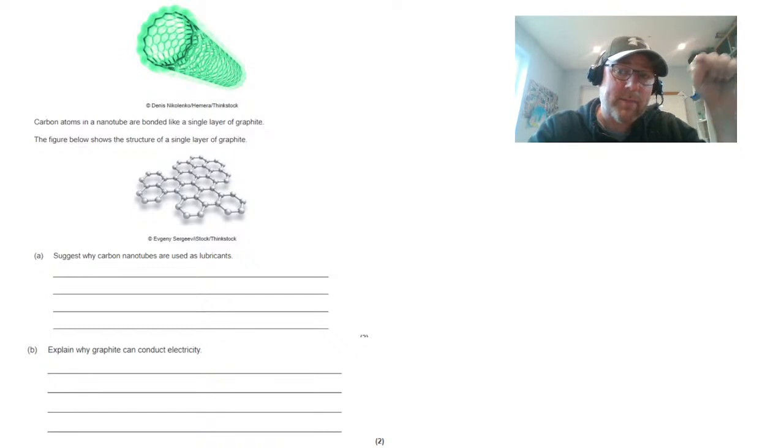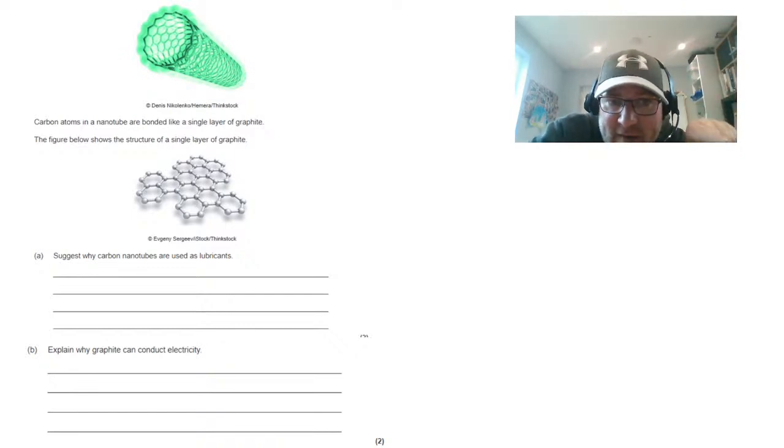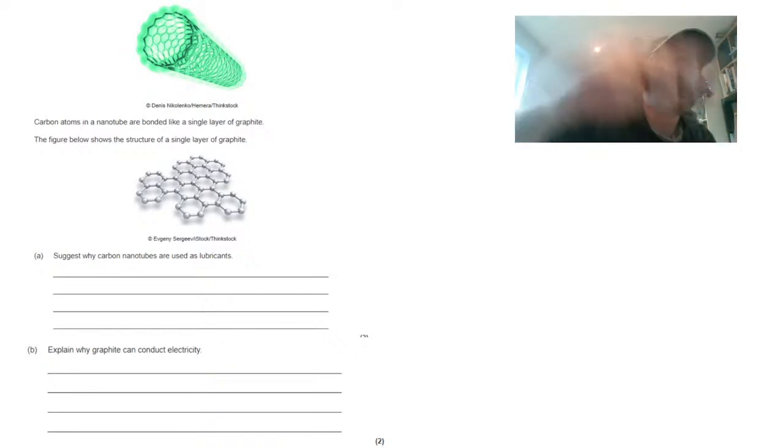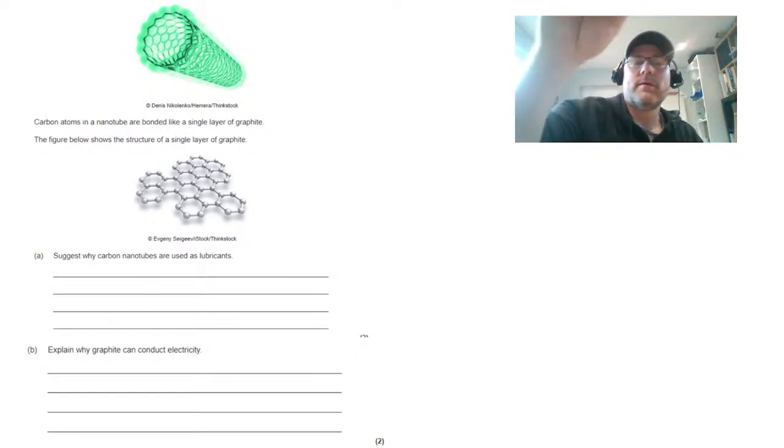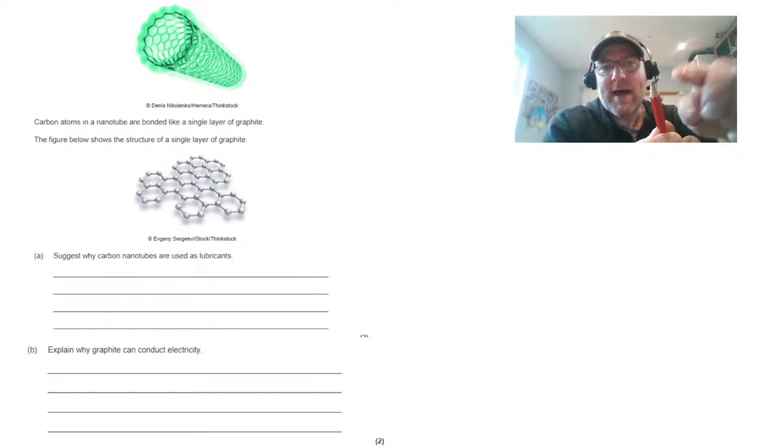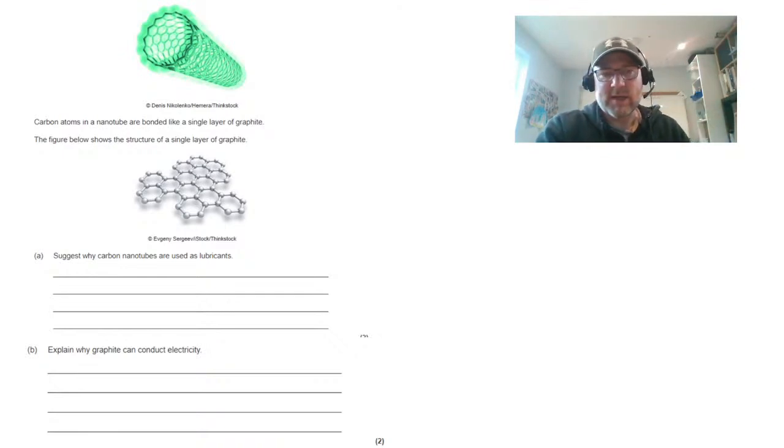I'm interested in the second part of this question. It says explain why graphite can conduct electricity. Now, graphite is found in your pencil, and why can that conduct electricity? Well, it has to have free ions or free electrons that carry charge. You're only going to get 1 mark if you get the first bit wrong. Graphite is a solid, pencil lead. It has free electrons. Any solids that conduct electricity don't have free moving ions. So it has free electrons or delocalized electrons that carry charge, and that's the answer.